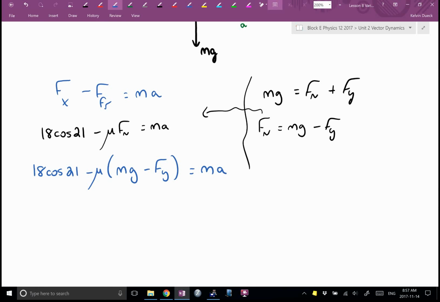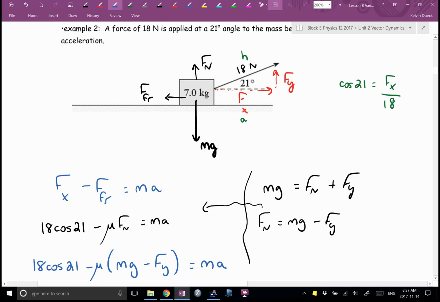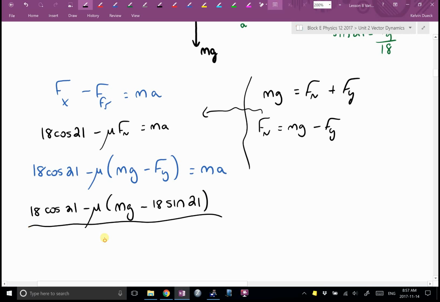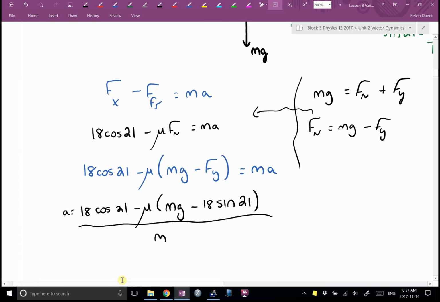I think it's going to be sine. Let's do a quick double check. Up here, opposite. Yeah, I'm pretty sure sine 21 equals Fy over 18. So if you want to do this all algebraically, I think you end up with this: 18 cos 21 minus mu mg minus 18 sine 21, all divided by m, that equals a. Again, Josh, let me emphasize, you don't have to do this all algebraically. I'm just showing you how it all fits together.